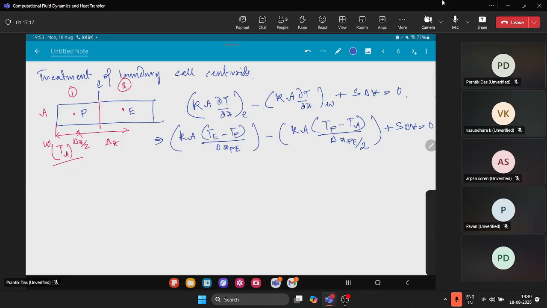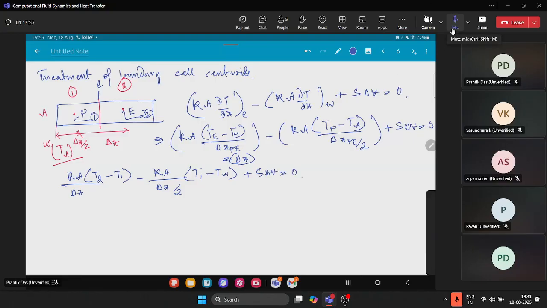So if P itself is 1 and this is 2, then this becomes Ka over delta x. I'm considering it to be delta x, since the cell size is the same for all the control volumes. So this is T2 minus T1, minus Ka over delta x by 2 times T1 minus Ta, plus S delta V equal to 0. Okay, is it clear to all of you?